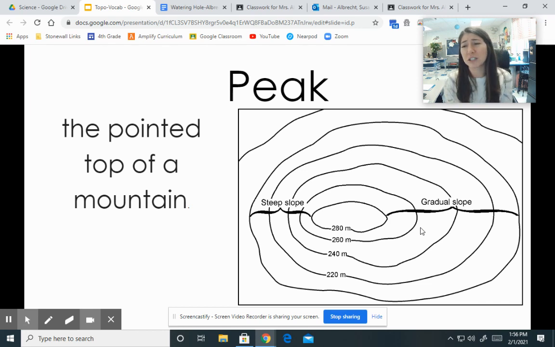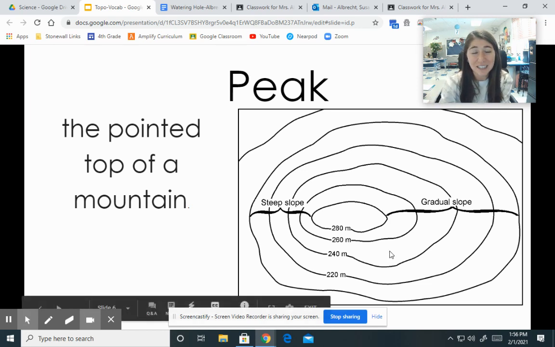Whereas if I was going to bring Charlie, my 1-year-old, on the hike with us, we might have to choose the gradual slope because the steep one would be more challenging for her, since she's little, of course. So we would want to go on that gradual slope so she could go on it. So we would be looking for contour lines that are really far apart.